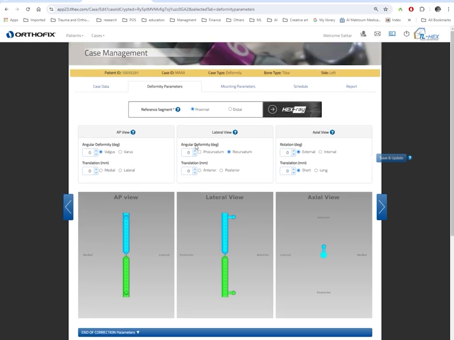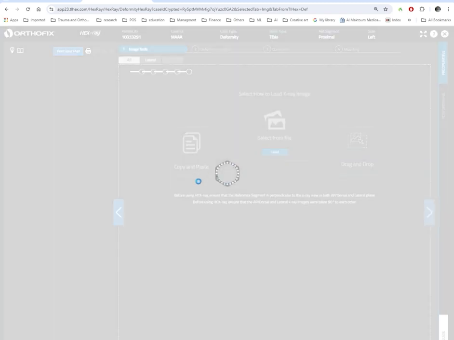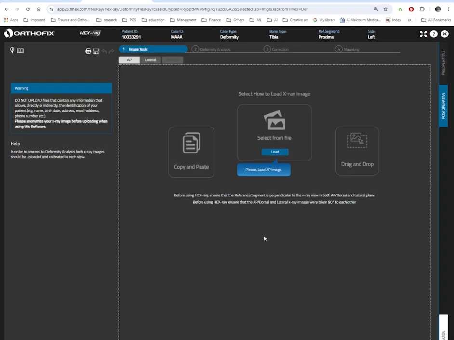As I said, I prefer to use HEX X-ray. If you click on it, it will take you to another window, which is called the image window. Here you can see AB and lateral. You can upload your images in different ways: either select the file and upload it, or copy and paste, or drag and drop. I'm going to upload the AB here.